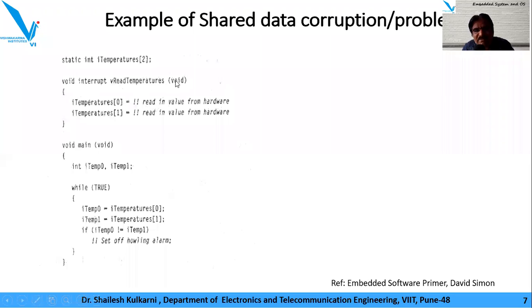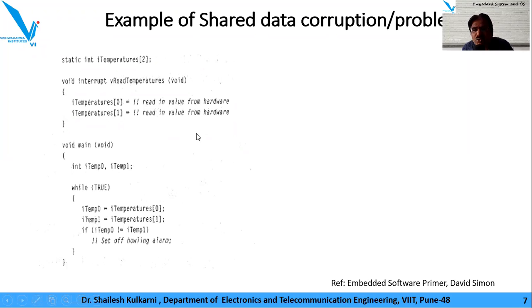These temperatures which are read are expected to be stored into an array, iTemperature, with a 0 index and a 1 index. iTemperature is defined statically as an array of integer items with a maximum length of 2. So the array is defined, and its items are expected to be updated by reading the values from the hardware.